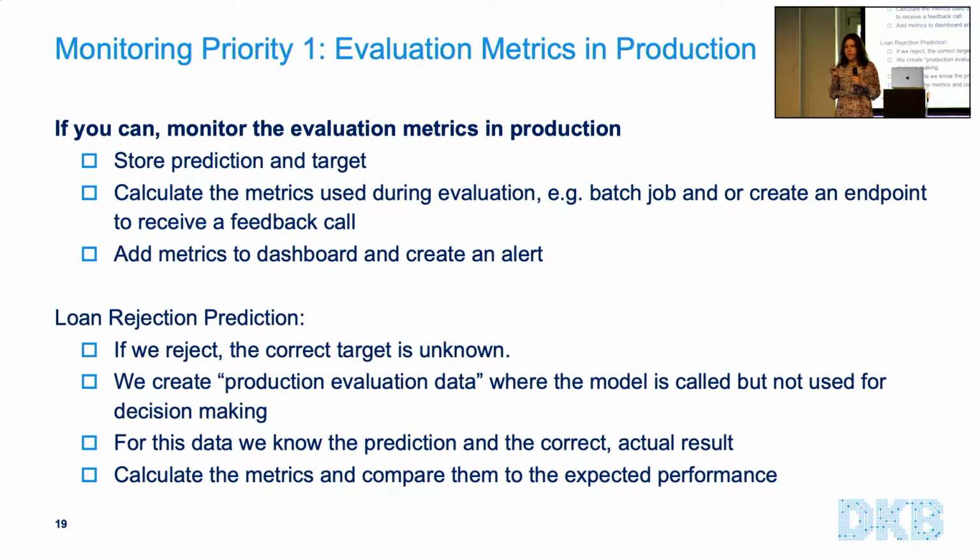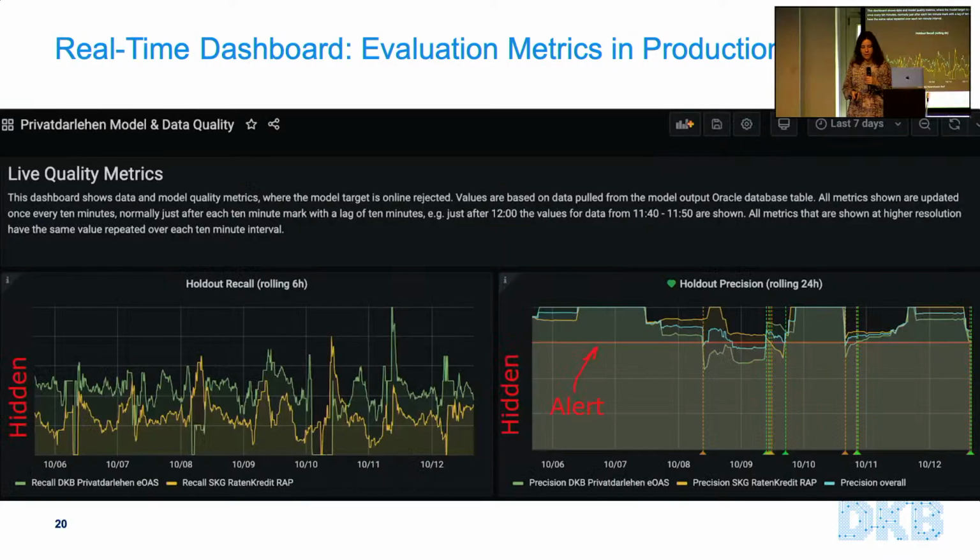So what we do is we take a small percentage of the traffic and always let these people through, as sort of a live test set. On these people, we calculate the evaluation metrics in production, and we make a dashboard where we compare the expected performance against the actual performance. So this is the dashboard. We have a live quality metric on that holdout set, the people we always let through. I also know from some colleagues in fraud that they do the same.